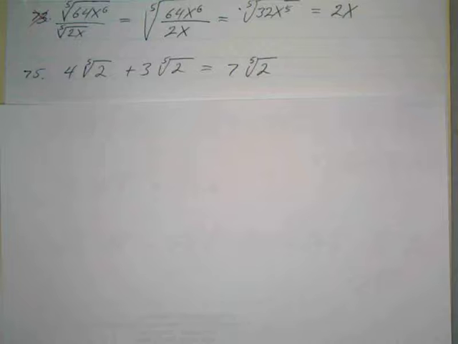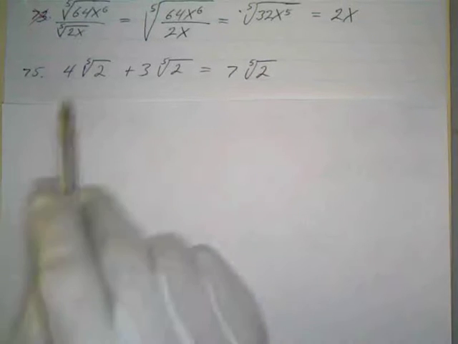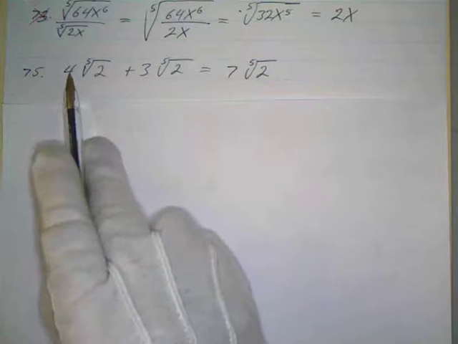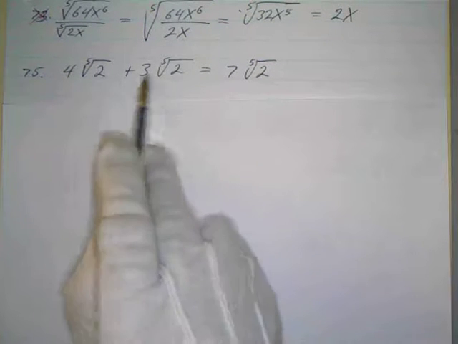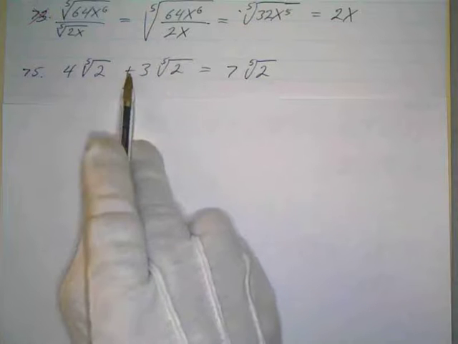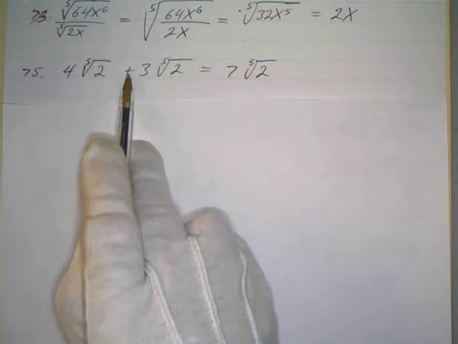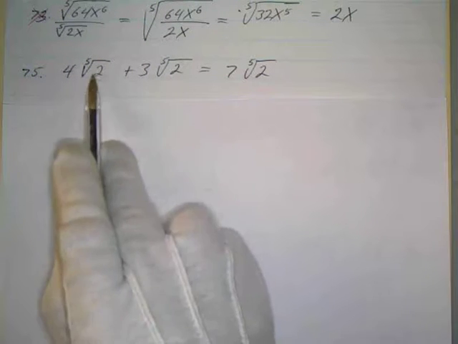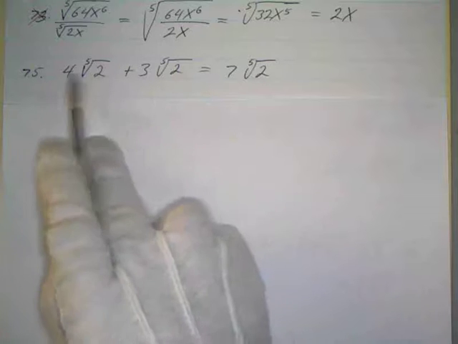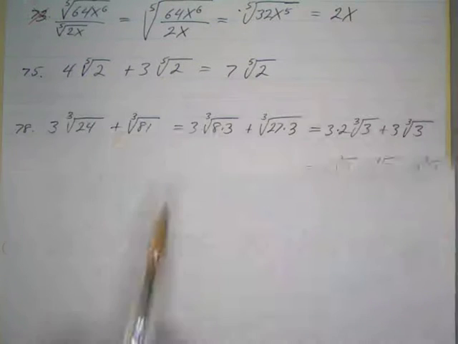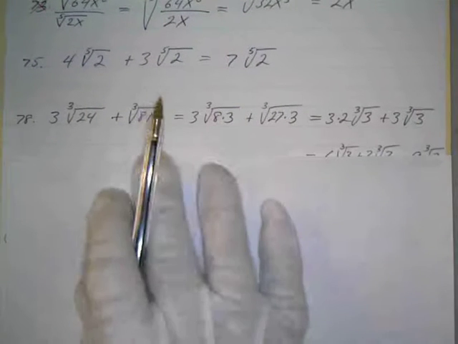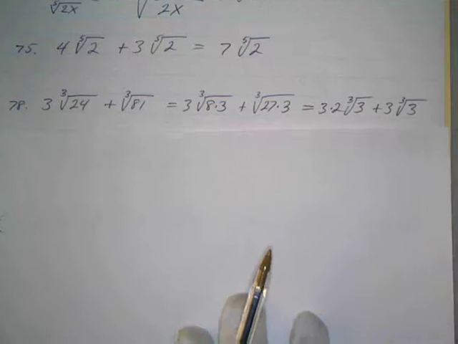And then 75. Okay, this was the 4 times the fifth root of 2 plus 3 times the fifth root of 2. Now again, we're adding, not multiplying. I have to have the same index and the same radicand, which I do. So it's just like 4 things plus 3 things is 7 things. Okay. And then 78.